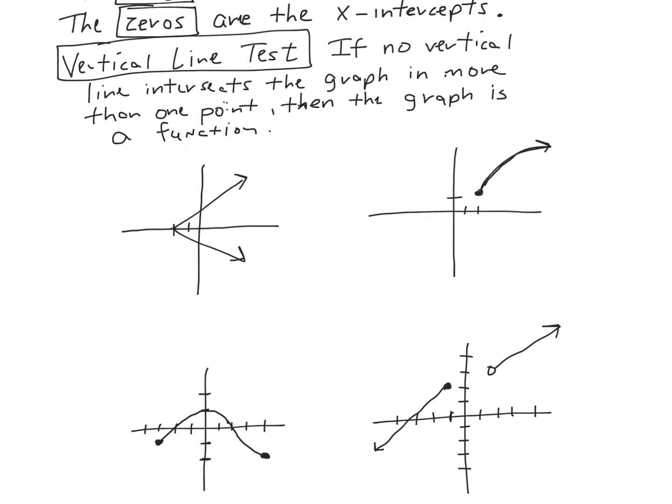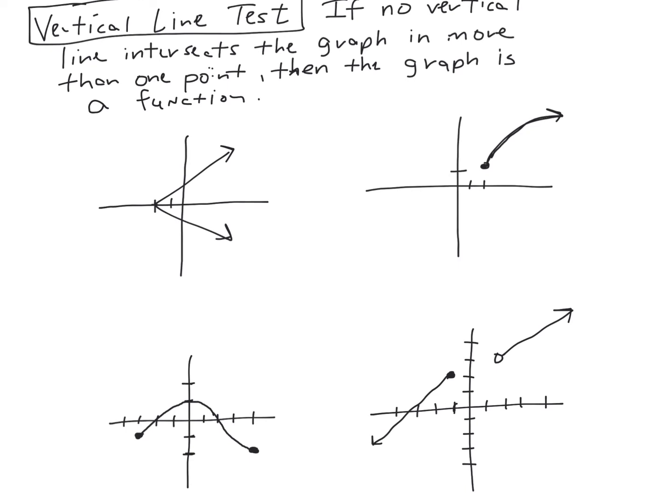So for example, in this first function, you can see that if I drew a vertical line right here, I would cross at more than one point. So this would not be a function. This next one, yes, it is a function. It would pass the vertical line test.